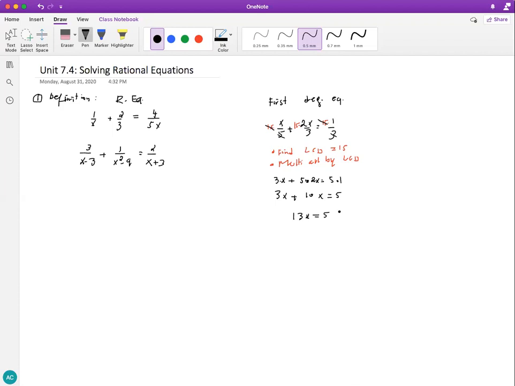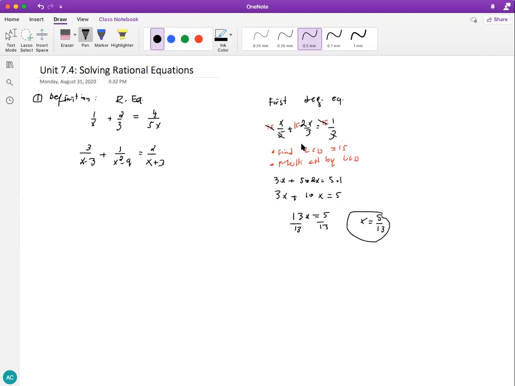And what's the final step here to solve this equation? Everybody, what is the last step in this? X is 5 over 13. So we divide both sides by 13. Finally, x is 5 over 13. That's right. Try to simplify it if possible. If not, that's your answer.